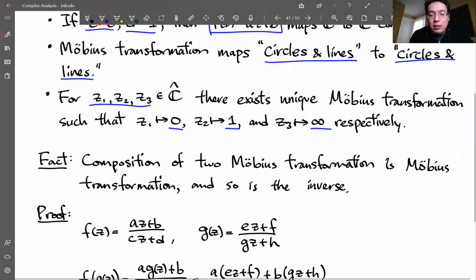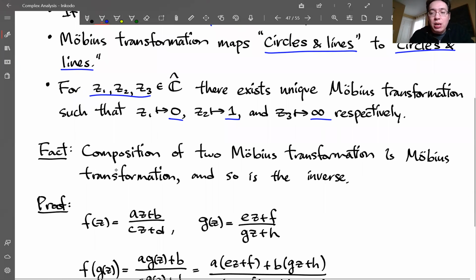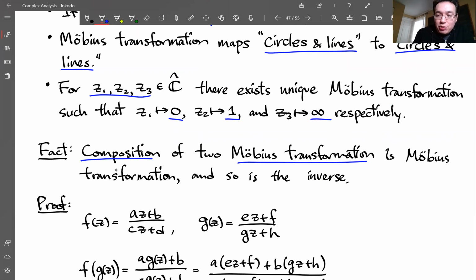I'd like to clean up some of the claims that I made in the last video. I said that Mobius transformations form a group. For that to be true, the composition of two Mobius transformations has to give you another Mobius transformation. So we'll show that. And we'll also show that the inverse of a Mobius transformation is another Mobius transformation.